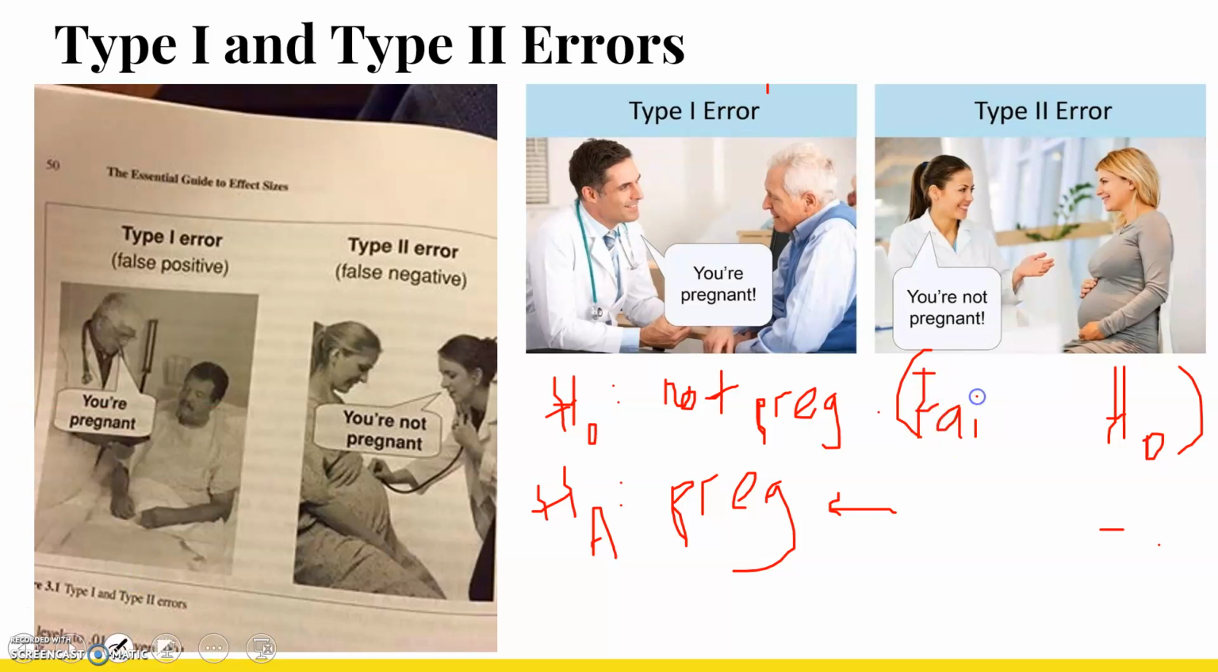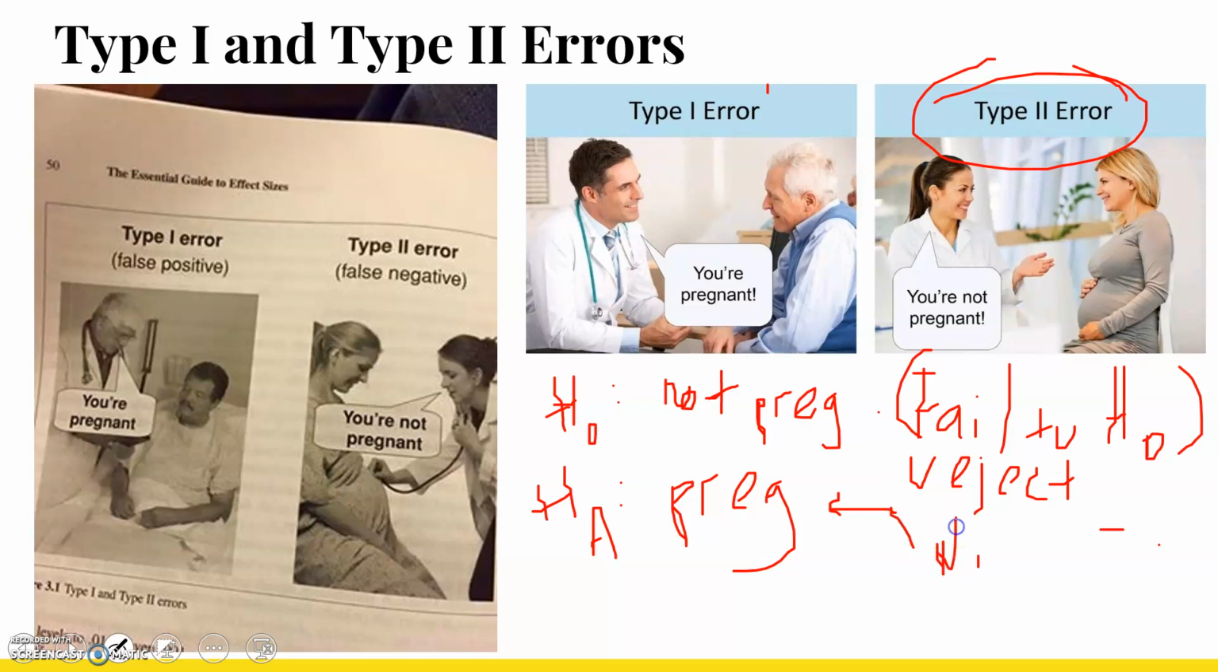You fail to reject. I apologize for this really sloppy writing. I have a really poor stylus, but for the type 2 error, you fail to reject that someone is not pregnant, and you have no support for HA, which is that they are pregnant. Okay? So like I said, it's a very confusing topic.